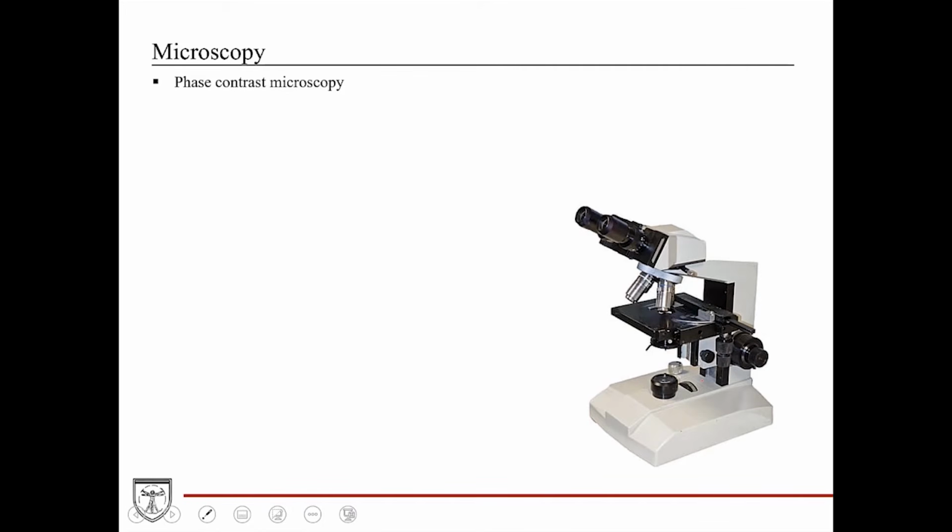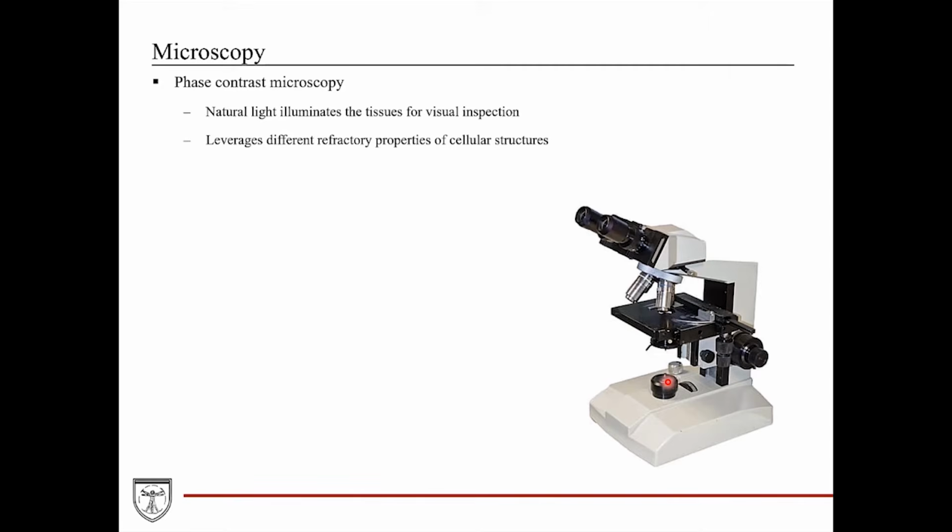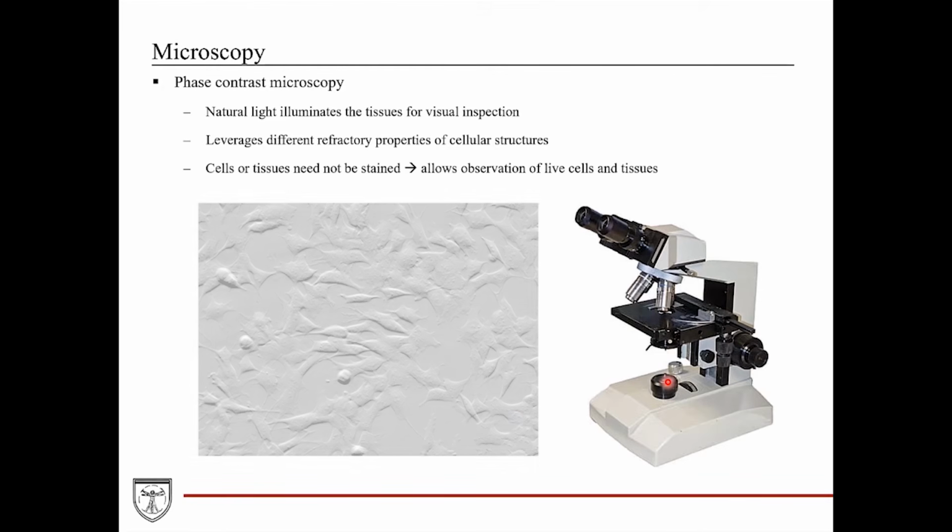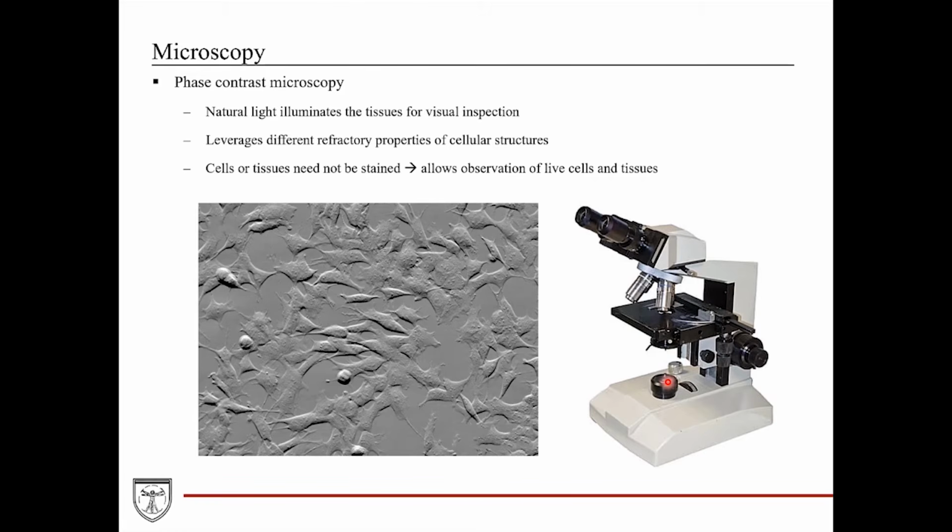Phase contrast microscopy is another form of light microscope in that it uses the natural light as the source of illumination, but it actually has mechanisms that leverage the different refractory properties of the cellular structures, the membranes, the organelles. They will bend the light just slightly differently, which means the cells or tissues actually need not be stained to be observed, which allows for the observation of live cells and tissues with phase contrast microscopy.